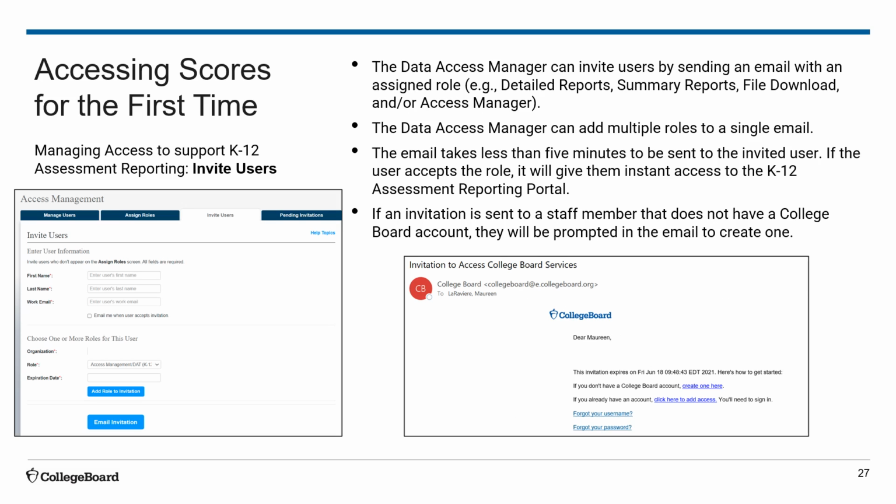The Data Access Manager can invite users by sending an email with an assigned role, for example, Detailed Reports, Summary Reports, File Download, and/or Access Manager. The Data Access Manager can add multiple roles to a single email. The email takes less than 5 minutes to be sent to the invited user. If the user accepts the role, it will give them instant access to the K-12 Assessment Reporting portal. If an invitation is sent to a staff member that does not have a College Board account, they will be prompted in the email to create one.